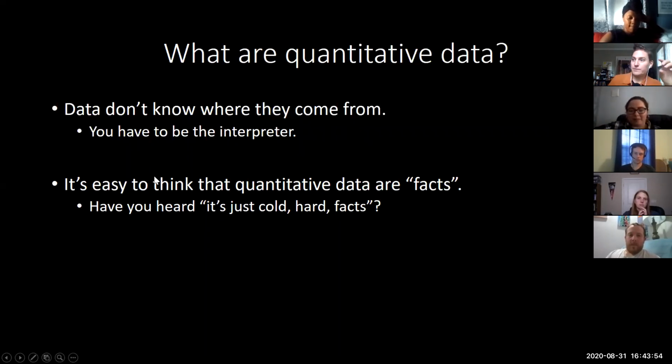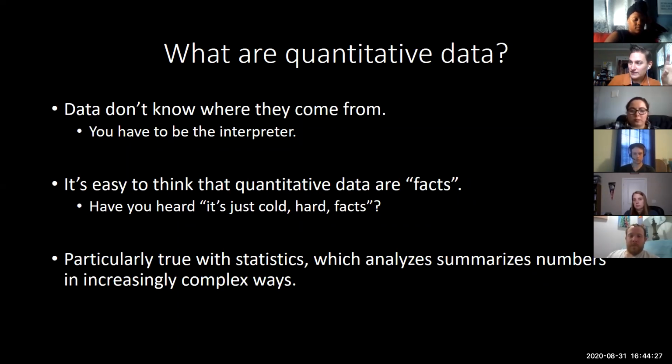Now, I'm going to dive down this rabbit hole a little bit more because it's really important. It's easy to think that quantitative data are equal to facts. And maybe you've heard this phrase, just cold hard facts. Just the facts, ma'am. It's just facts. Look at these numbers, right? Facts are not numbers. That exercise I had you do a minute ago illustrates that it's not equivalent. Just because I say 68,000, it doesn't mean 68,000. It depends on who you count. And who you count is a big part of what actually makes up what the numbers mean.